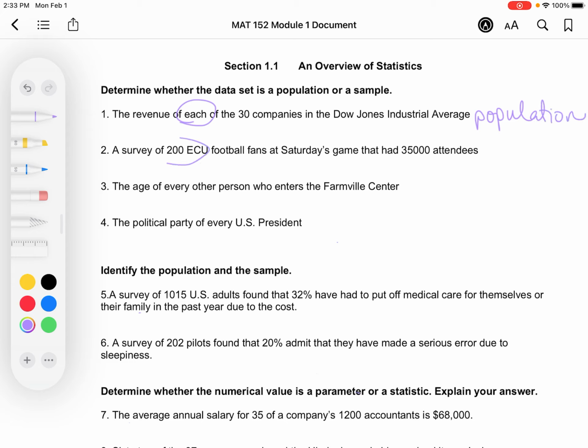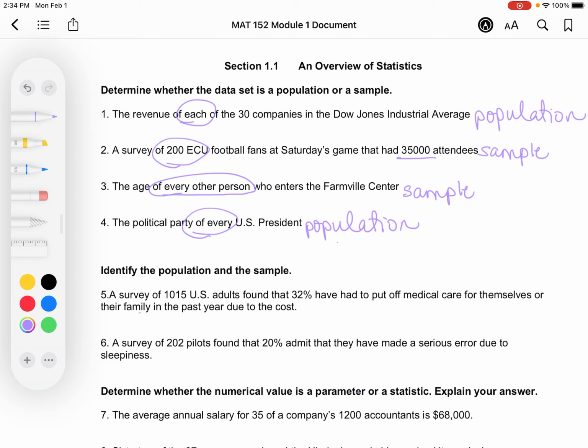A survey of 200 ECU football fans at a Saturday's game that had 35,000 total. So that's a subset, so that is a sample. The age of every other person who enters the Farmville Center. Again, a sample because it's not everyone. And then the political party of every U.S. president. So that would be everybody. That would be a population.